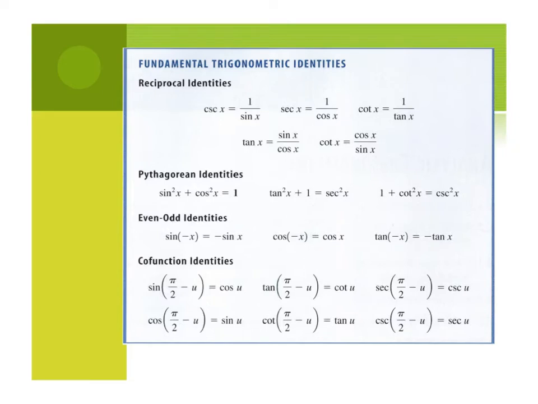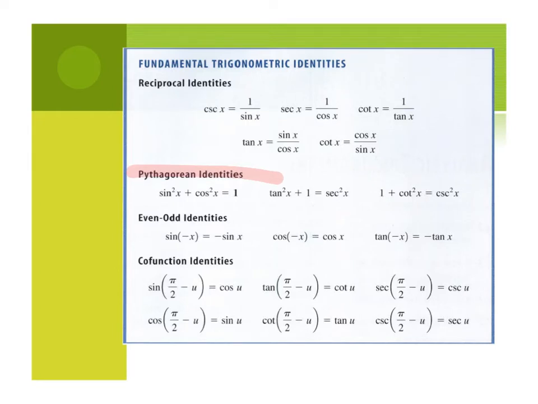So the cofunction of sine of pi over 2 minus u is cosine. The difference here is you don't really have to be finding the value of an angle like we did the first time around. You can literally just see that if it says pi over 2 minus an angle, that means replace it with its cofunction. So sine of that would get replaced with cosine. Tangent of that would get replaced with cotangent. Secant with cosecant. And then the flip-flops: cosine of pi over 2 minus u would get replaced with sine, cotangent with tangent, and cosecant with secant.